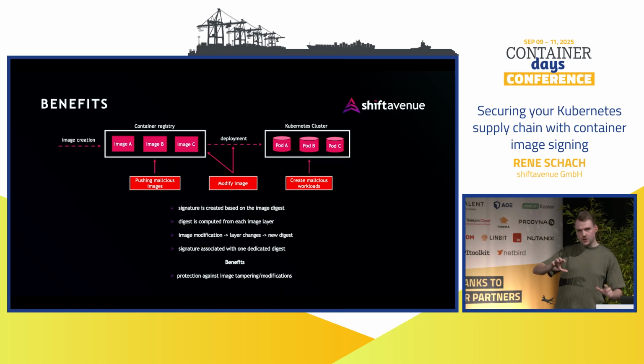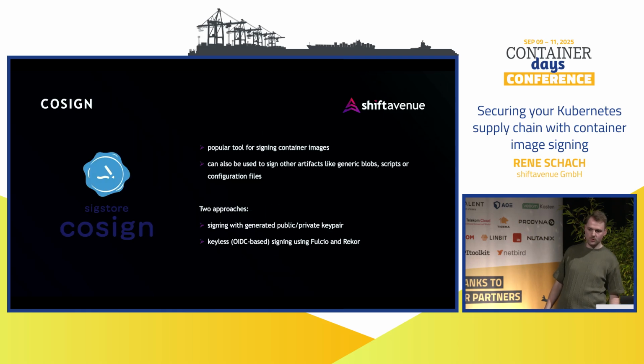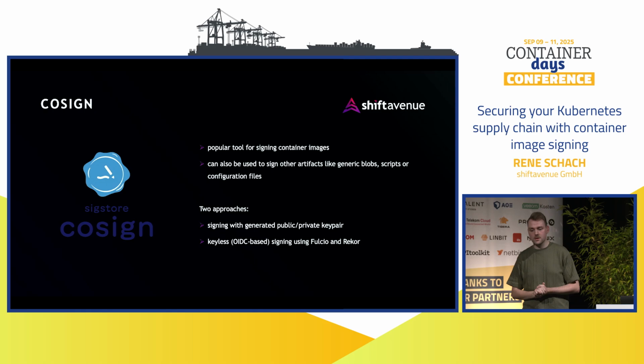This is it for the generic theory part. I now want to present you shortly a tool called cosign. It's part of the Sigstore project, and it's pretty popular. In my session now, I will focus on the functionality that it can sign container images, but you can actually use it to sign other artifacts as well, generic blobs, any sort of files or scripts.